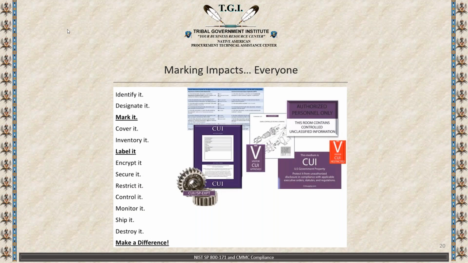When the CMMC accreditation body releases the official assessment guide, it will shed some light on all of this for all of us. And I promise that all of Tribal Government Institute's clients will receive the official assessment guide as soon as it becomes available for distribution to the defense industrial base.